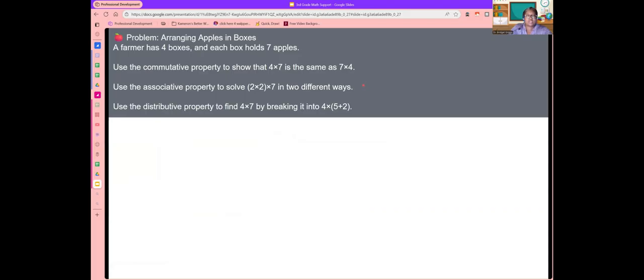Now, let's look at the next one here, which is the associative property. So let's write down what they have. We have in parentheses 2 times 2, times 7. So let's solve this one, and then we'll find a different way that we can solve this. Well, whenever we're solving something, we start with whatever's in parentheses. So 2 times 2 is 4. So that would equal 4 times 7, which we already found out was 28.